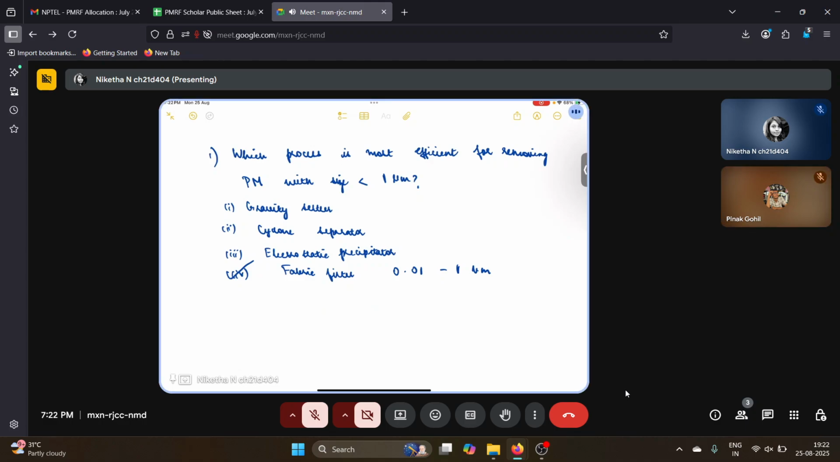So it will remove most of the particles which are greater than 0.01 micrometer. So it is effective, more than 99% effective for particles greater than 0.01 micrometer.